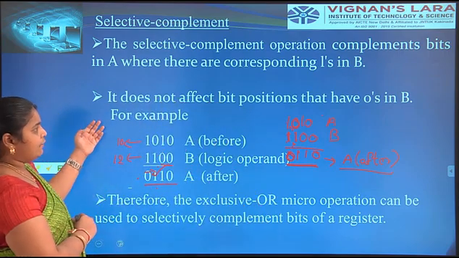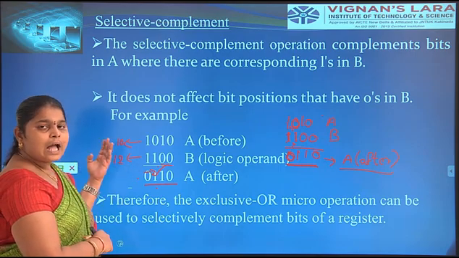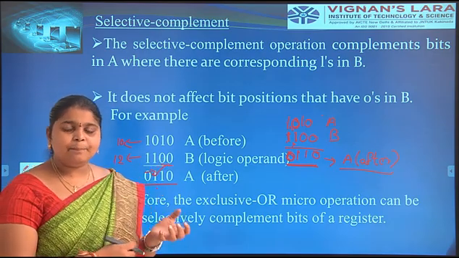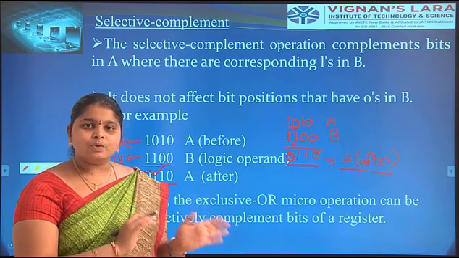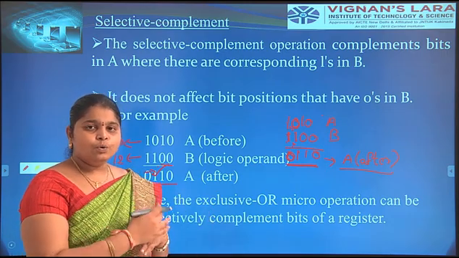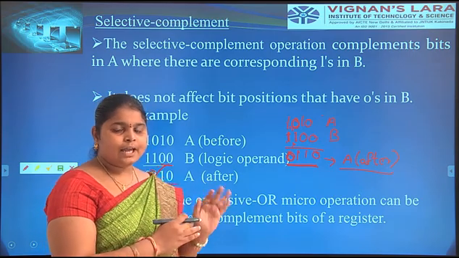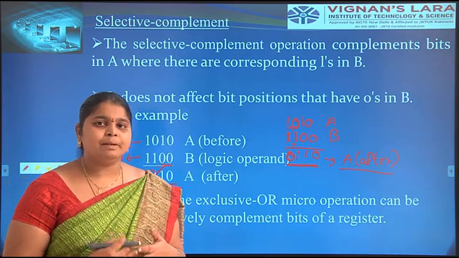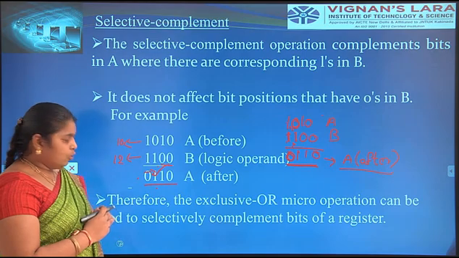It does not affect the bit positions where B is 0. In both applications, selective set and selective complement, there is no change where the B register has 0. Only where B has 1 do we have to change. Set means we have to change 0 to 1, set as 1. Complement means whether it is a 0, it is transferred to 1, and 1 is transferred to 0. Like that we perform the selective complement.